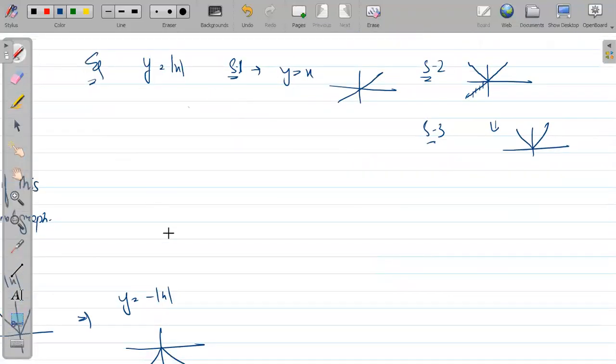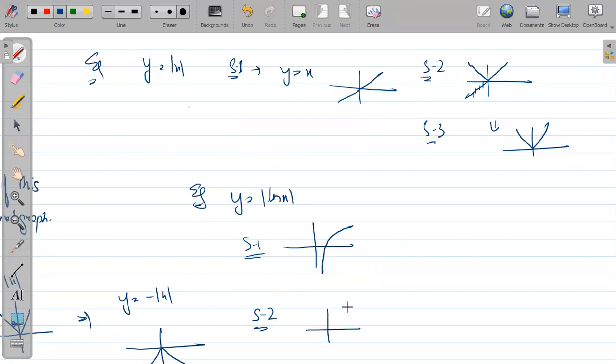Let me have another example. y equal to mod of ln x. Step 1 is what? Draw the graph of y equal to ln x. You already know, draw the graph of y equal to ln x. This is step 1. Step 2 is what? Take the image of the part which is present in negative y direction. This is present in negative y direction. You have to take the image of this part only.